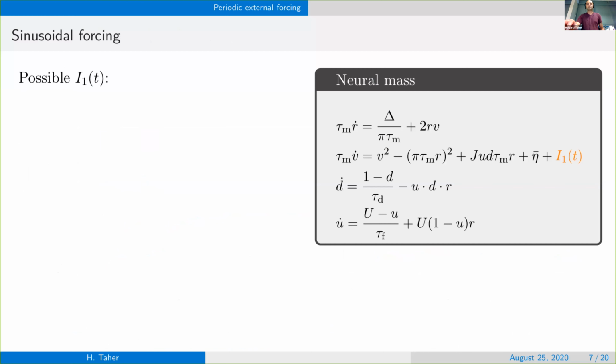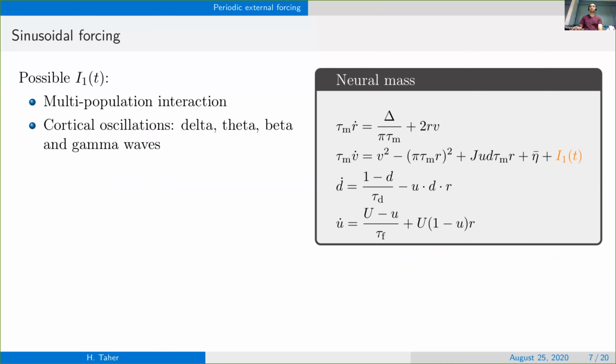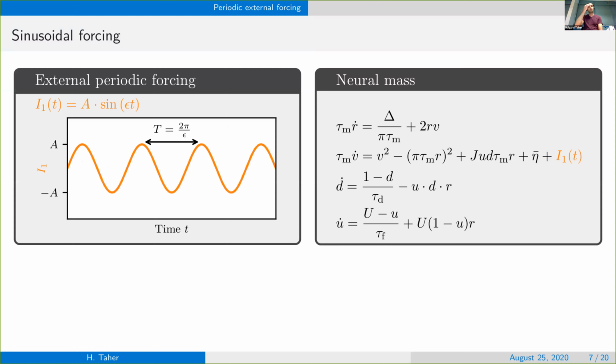I want to talk a bit more about the possible external currents which we can feed into the system. So basically this I1 of t. This I1 of t could be due to some interaction with other neuronal populations. It could be due to some cortical oscillations like delta, theta, beta, and gamma waves. Or it could be simply external stimuli like visual or acoustic stimuli. And I want to keep it general and simple here.